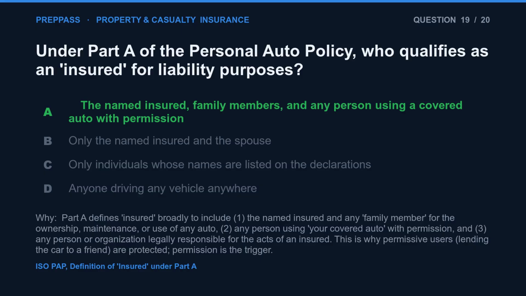The correct answer is A. Part A defines insured broadly to include: 1. The named insured and any family member for the ownership, maintenance, or use of any auto, 2. Any person using your covered auto with permission, and 3. Any person or organization legally responsible for the acts of an insured. This is why permissive users, lending the car to a friend, are protected. Permission is the trigger.